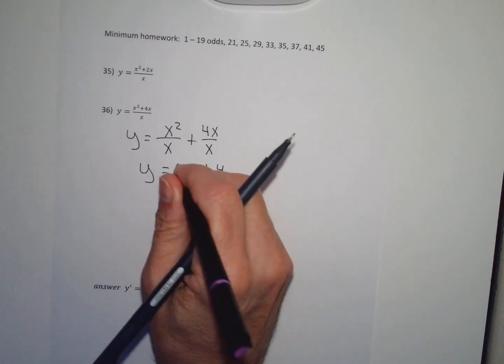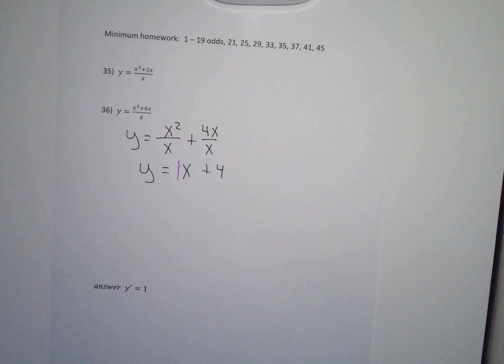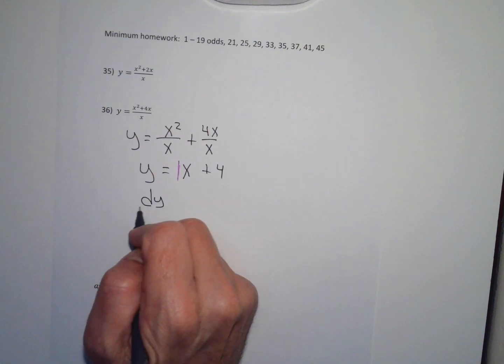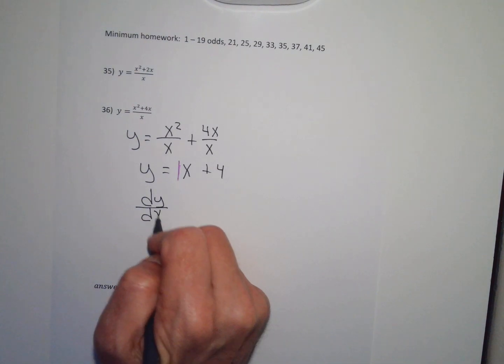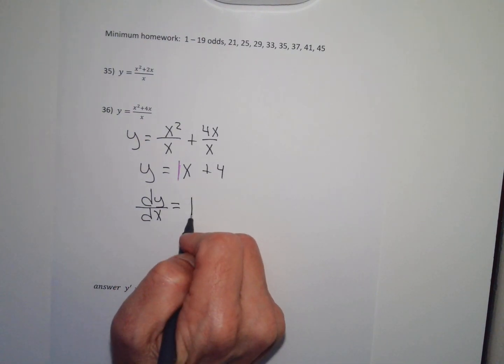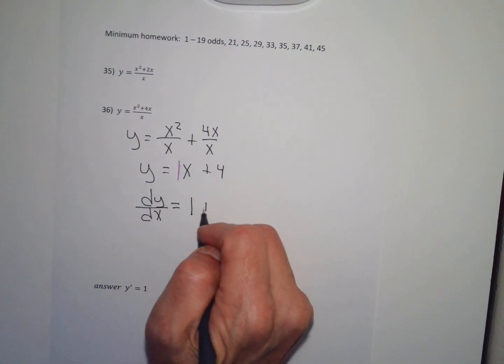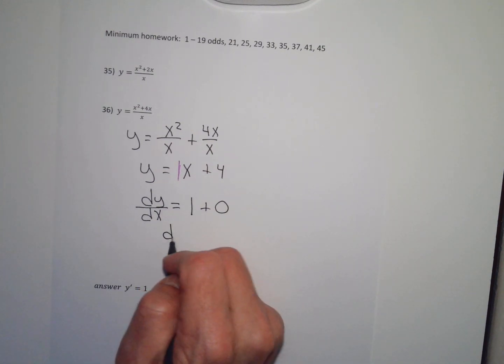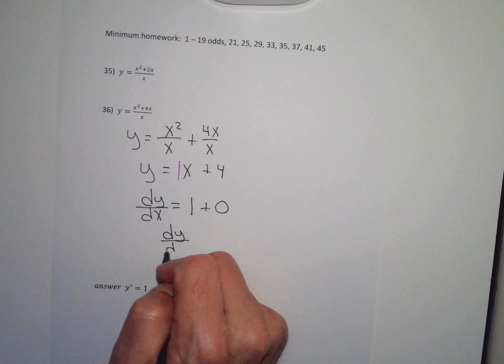That first term has an implied coefficient of 1. When I go to take the derivative, it's double shortcut. The first term is a first power term. The derivative of any first power term is its coefficient. The last term is a constant. The derivative of any constant is 0. And number 36, the derivative is just going to be 1.